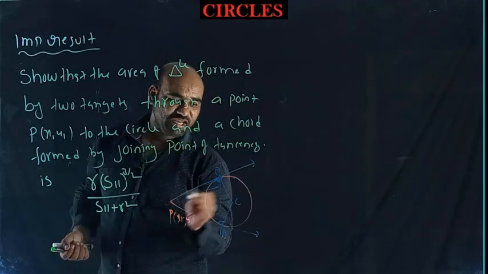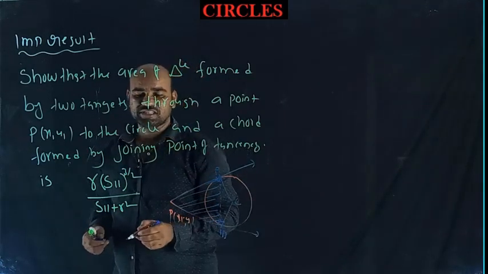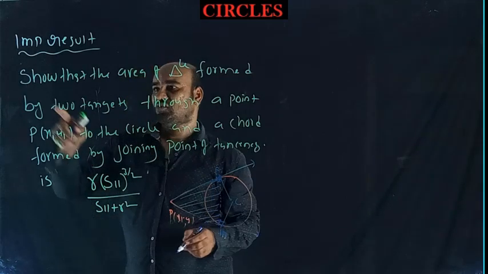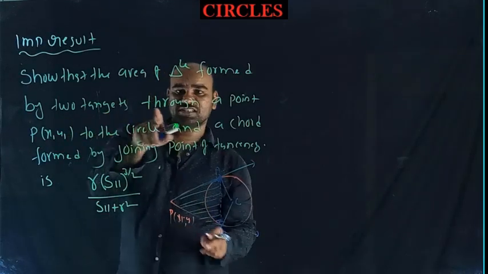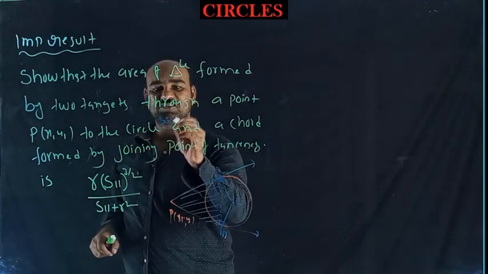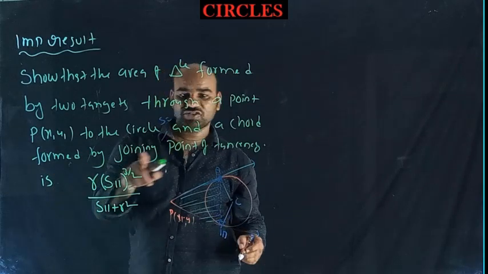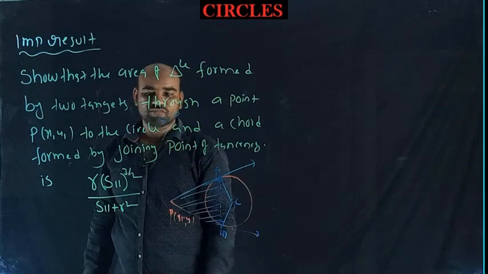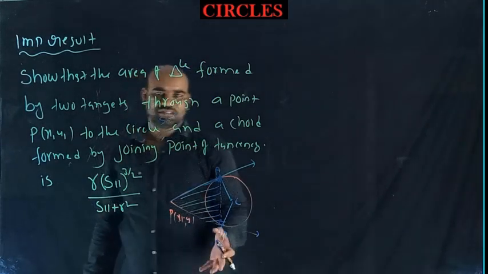Now you want to find the area of this triangle. You want to show that the area of this triangle is nothing but R into S11 power 3 by 2 by S11 plus R square. Listen now. Show that the area of the triangle formed by the two tangents through a point P(x1, y1) to the circle S equal to 0 and the chord formed by joining the points of tangency is this: R into S11 power 3 by 2 by S11 plus R square. Not a big problem.